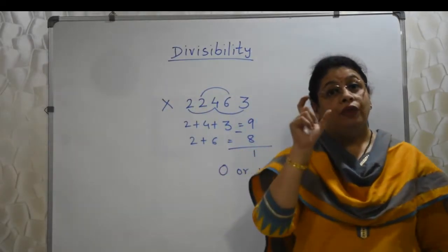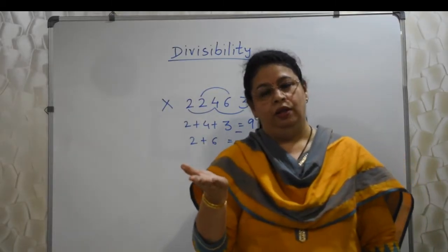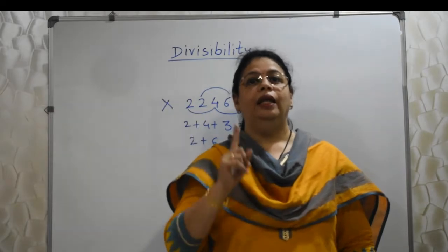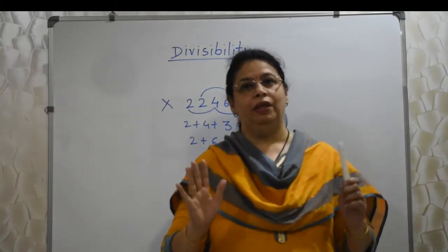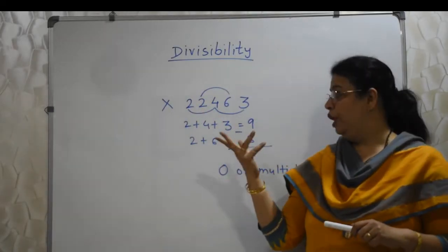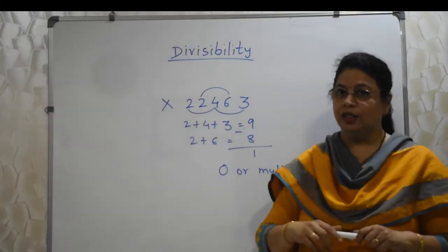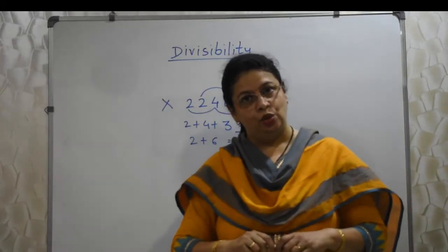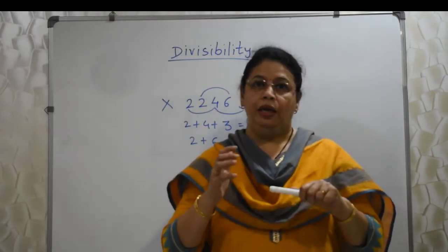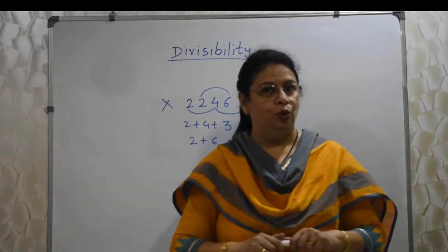Okay. If the answer is 0 or a multiple of 11, that is 11, 22 and so on, then and only then can you say the given number is divisible by 11. Otherwise no. In this case, we are not getting 0 or a multiple of 11, so that's why we are saying this is not divisible by 11. Is that clear, students? Divisibility chapter is very important and it is very easy. So we have to do it thoroughly.